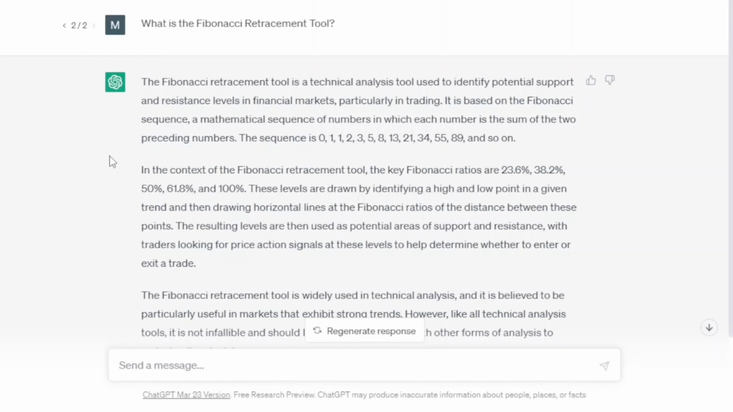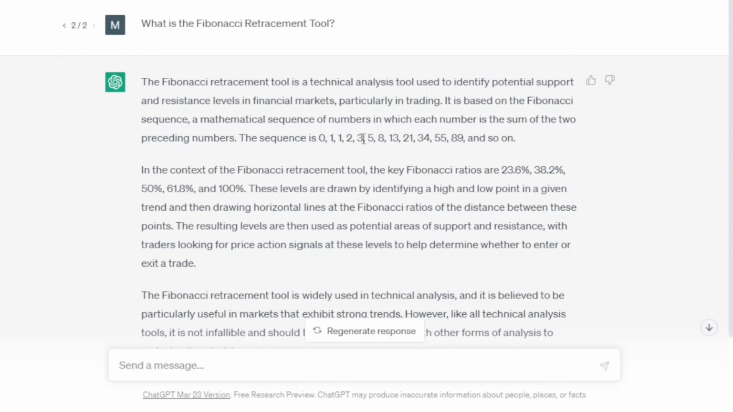In trading, it is based on the Fibonacci sequence, a sequence of numbers where each number is the sum of the two preceding numbers. So the sequence is 0, 1, 1, 2, 3, 5, 8, 13. So that is 0 and 1 is 1. 1 and 1 is 2. 1 and 2 is 3. 2 and 3 is 5, etc.